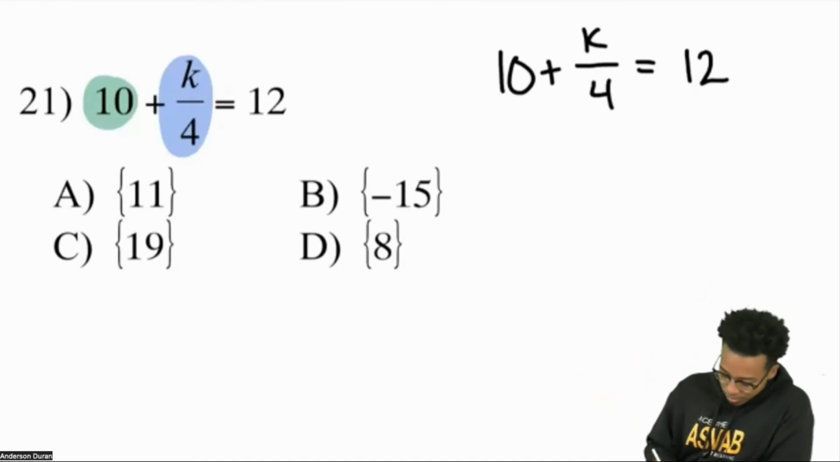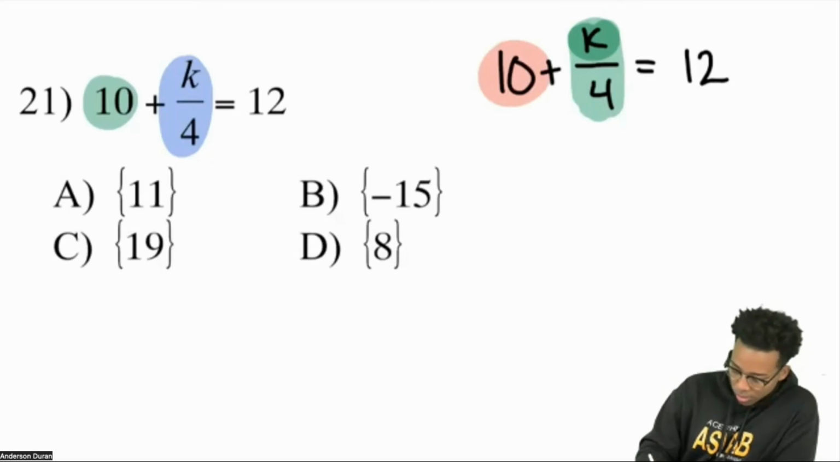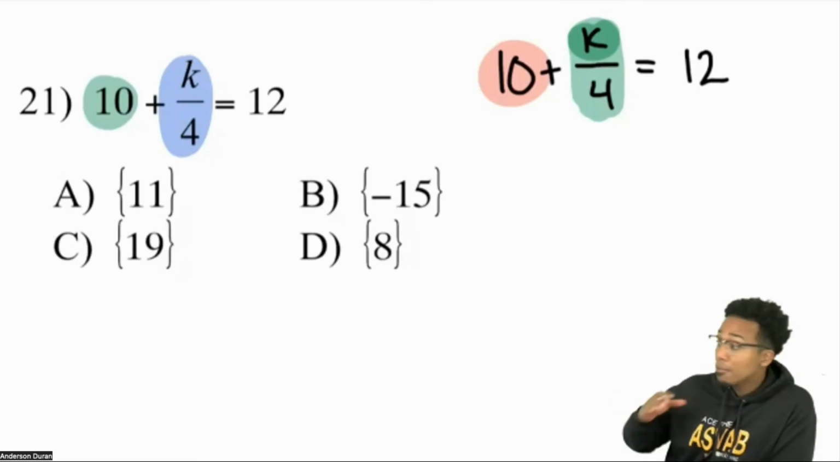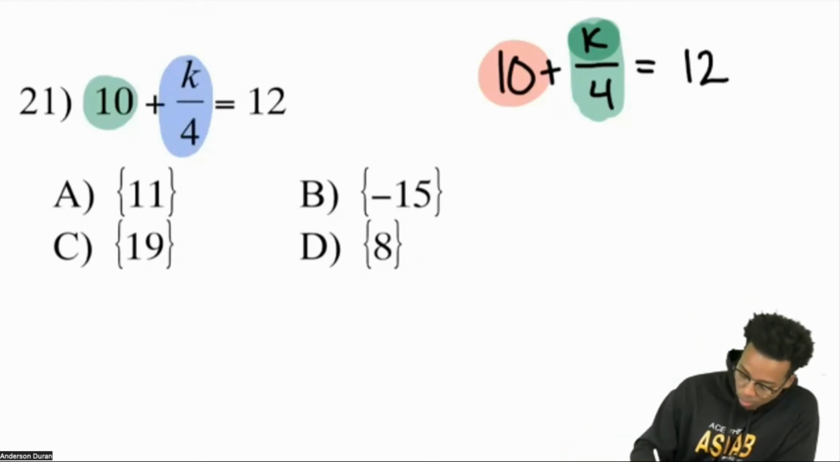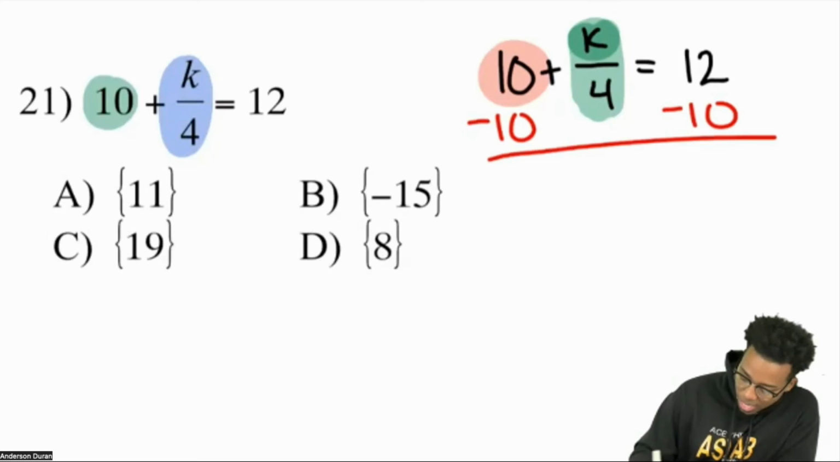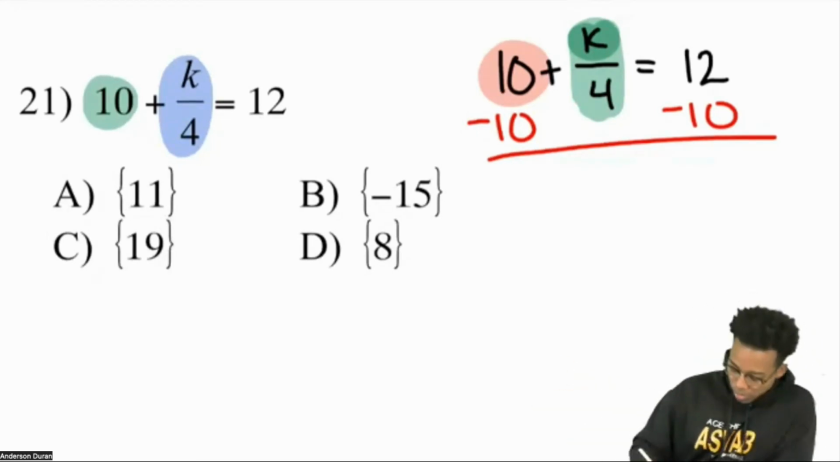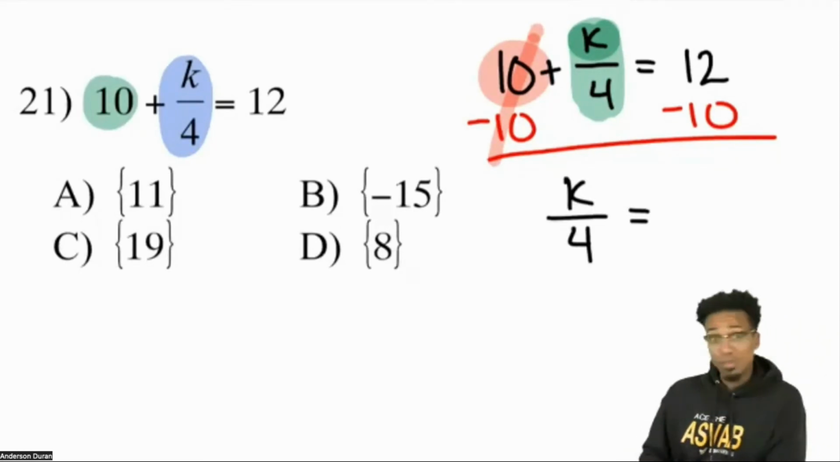So basically, you're looking at the k, it's being divided by 4, and then you got that 10 by itself just chilling. So I want to take care of that 10 first because there's nothing stopping me from getting rid of it first. So what I'm going to do is subtract 10 on both sides to get rid of that 10. So when I do that, booyah, that gets canceled out. And so I get k over 4 equals 12 minus 10. Man, that's hard.